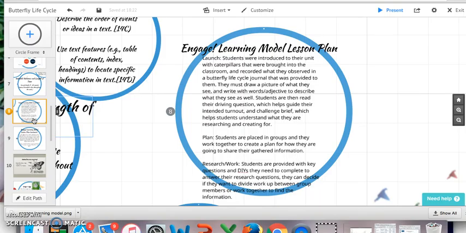At this point after the launch, the students then plan. They're placed in their groups and they work together to create a plan on how they're going to share their gathered information and if they want to work together or separately. Research and work. Students are provided with key questions and DIYs they need to complete to answer their research questions. They can decide if they want to divide the work up between the group members or work together to find the information.